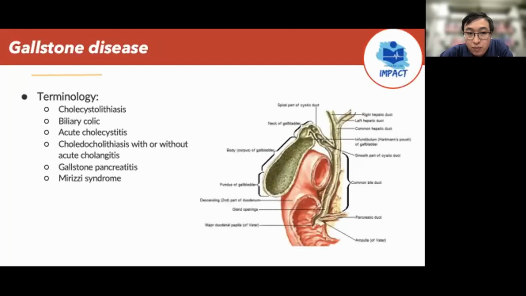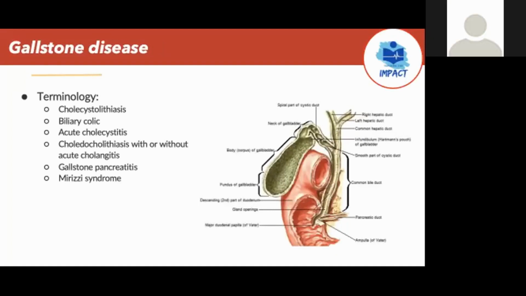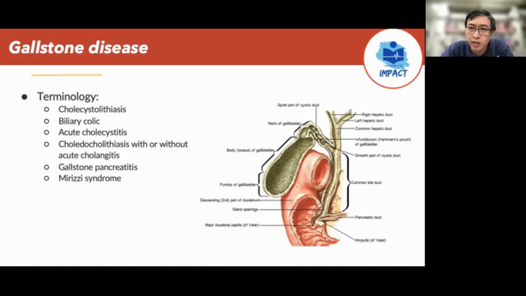On examination, patients with acute cholecystitis, as you guys probably already know, are usually Murphy sign positive, and certainly our patient was Murphy sign positive. And just a reminder that Murphy sign positive means inspiratory arrest on right upper quadrant palpation due to the pain, as the gallbladder descends on your hand.